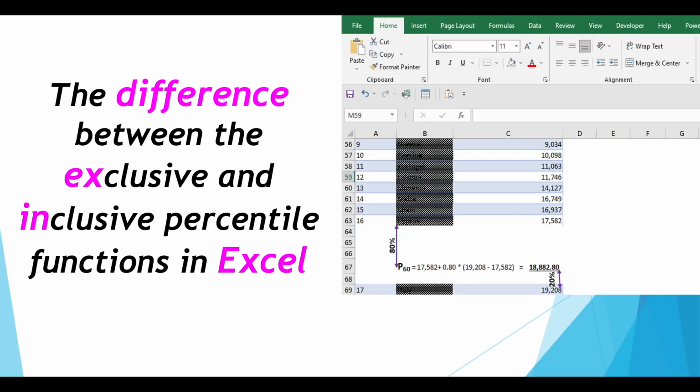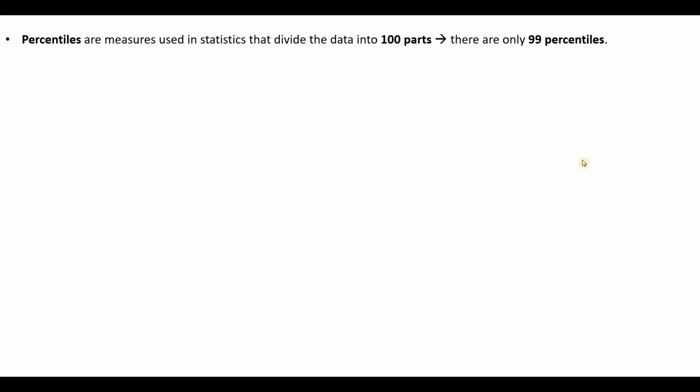Today we are going to talk about percentiles and we are going to discuss the difference between the exclusive and inclusive percentile functions in Excel. Percentiles are measures used in statistics that divide the data into 100 parts, so we have only 99 percentiles.